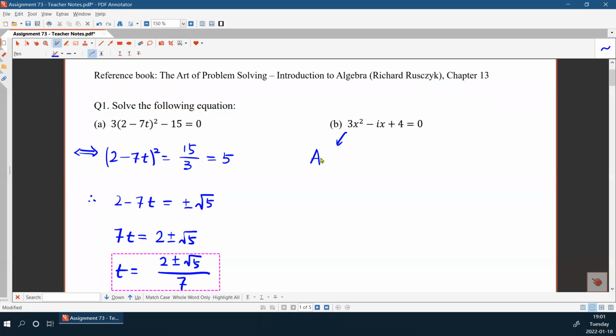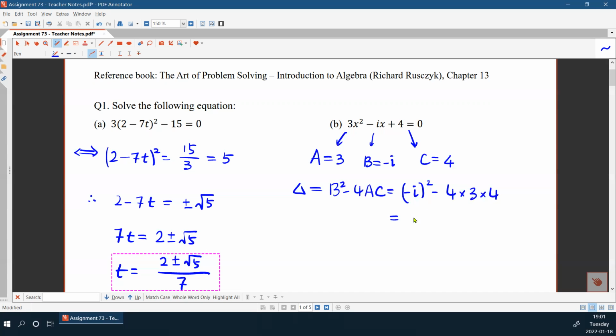identify the three coefficients. A is 3, and B is -i, and C is +4. Then let's calculate delta, the discriminant, which is b squared minus 4ac, which is (-i) squared minus 4 times a, which is 3, times c, which is 4. Then (-i) squared is i squared. i squared is -1, right? Then minus 48, which will get us -49.